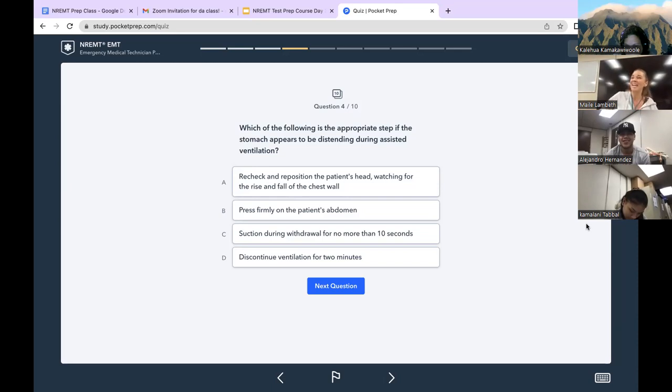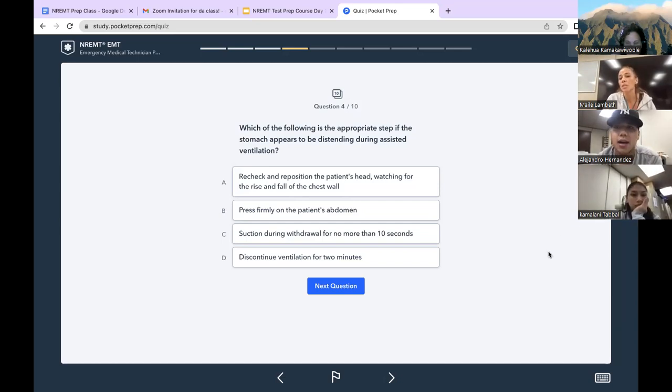Just remember that if a patient has a distended belly, think about if someone were to press on your belly and you had a bunch of stuff in there, you're going to vomit. That stuff is going to come out. So that's not ideal for us to do. It's going to be to reposition the head, and we're always going to want to watch for rise and fall of the chest. So that makes the most sense.